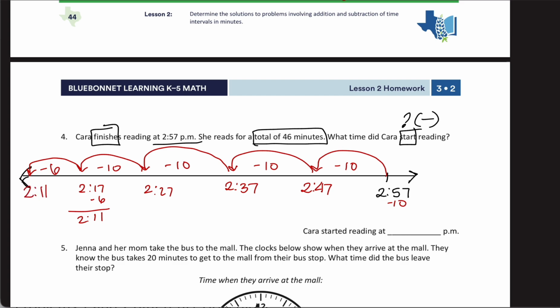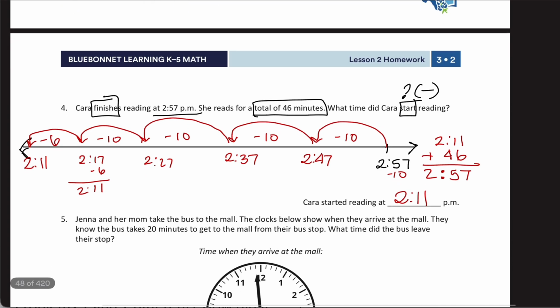Okay, and now let's go ahead and check our work using the standard algorithm. So I'm going to do 211 plus 46. 1 plus 6 is 7. 1 plus 4 is 5. And then you drop down that 2, making 257. So she started at 2:11 p.m.